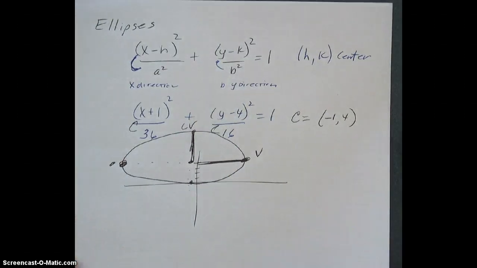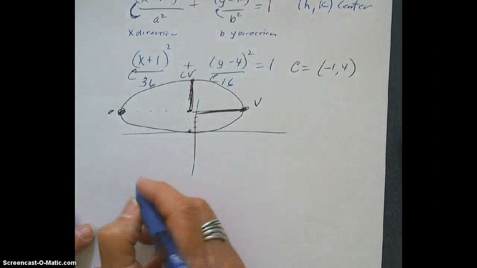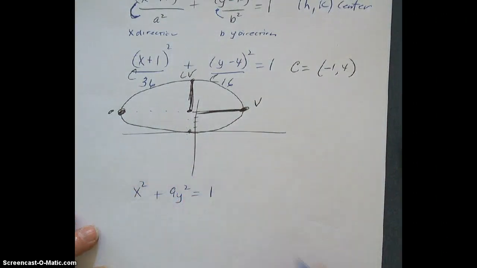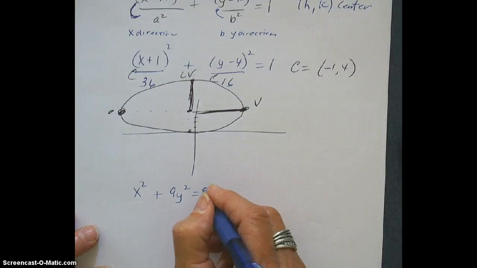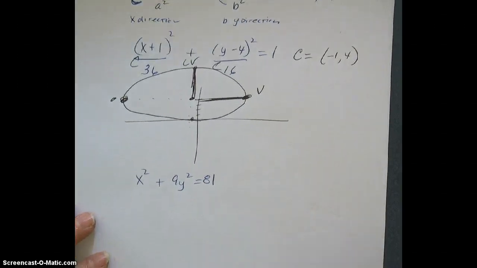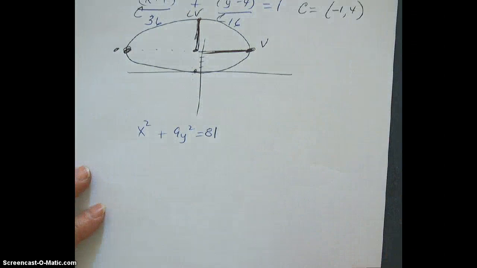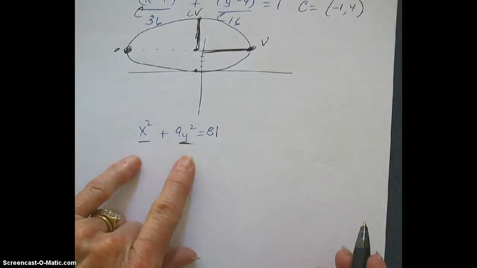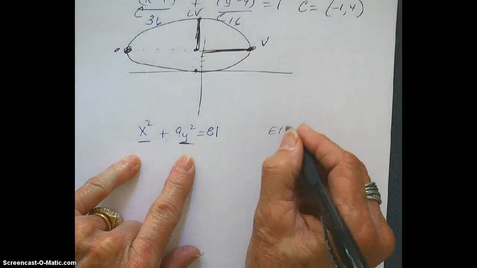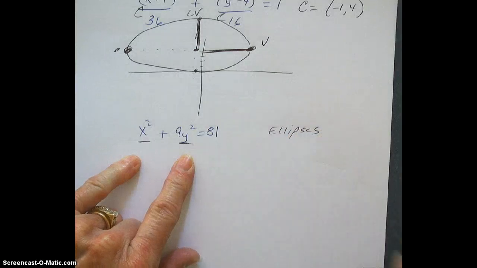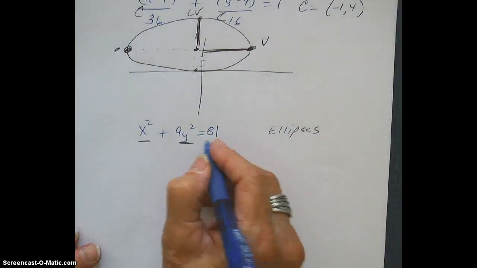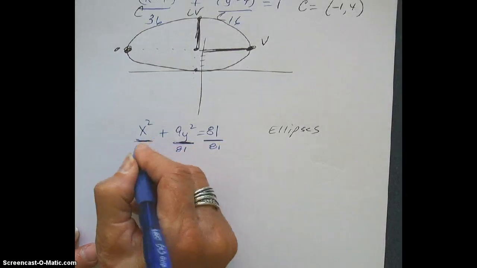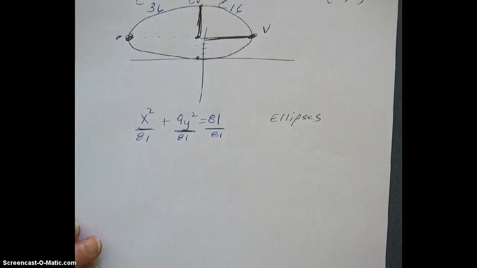If I give you an equation, how do you know if we have an ellipse or a circle? We don't have equal coefficients of our x squared and our y squared, so we have an ellipse. So the first thing that we're going to have to do here is get it into standard form, which makes this equal to 1. So if I divide everything by 81, it'll look more like a standard form.